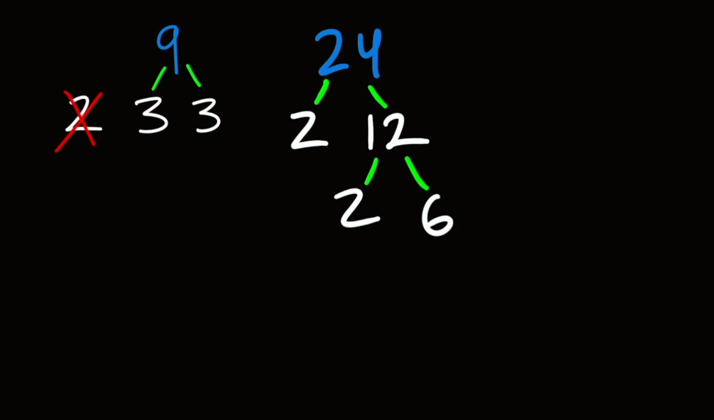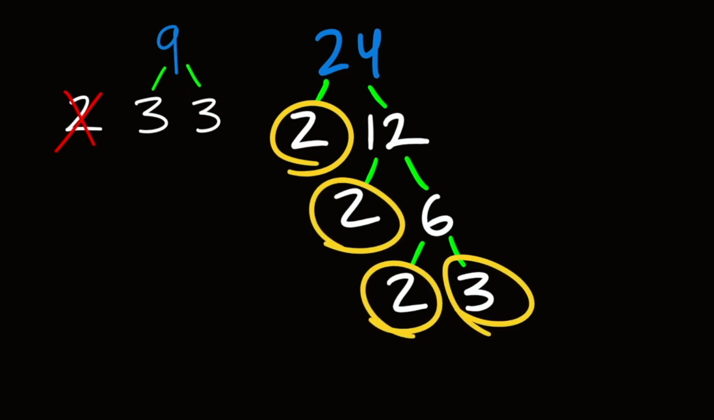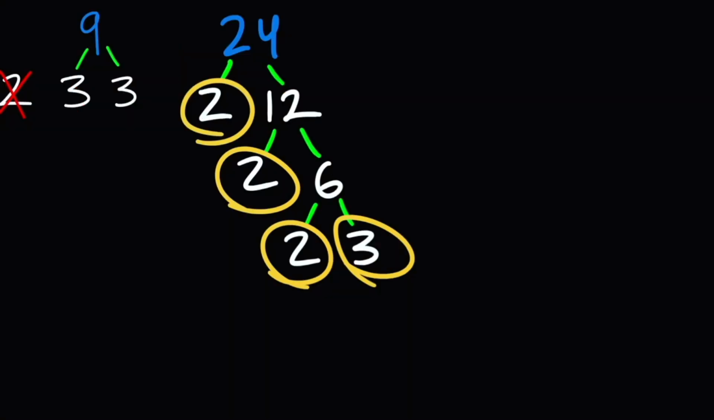Does 2 go into 6? It does. And what multiple of 2 gives us 6? Well, that will be 3. And 3 is a prime number, so we are done. So these 4 numbers, 2, 2, 2, and 3, are the prime factors of 24. 2 times 2 is 4, times 2 is 8, times 3 is 24.